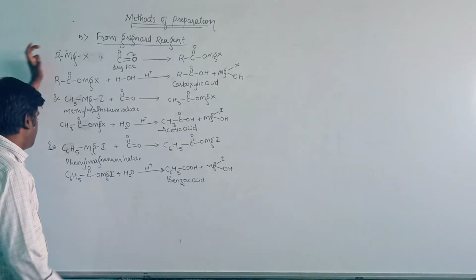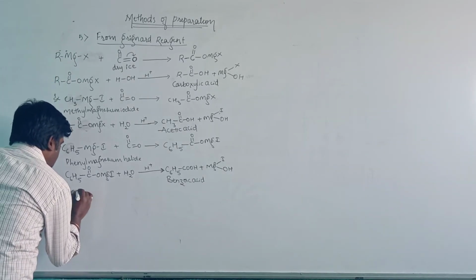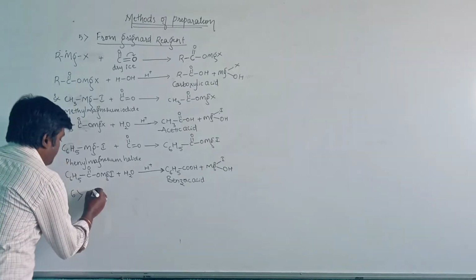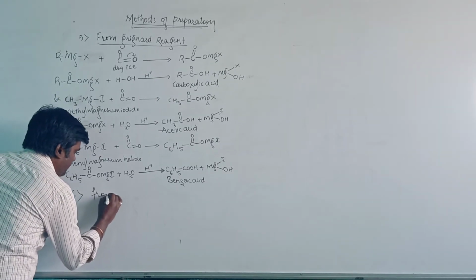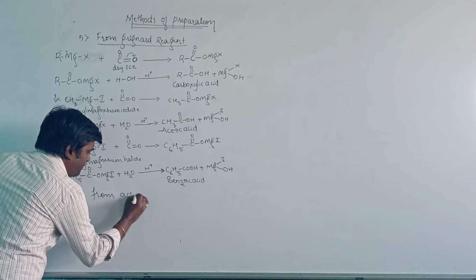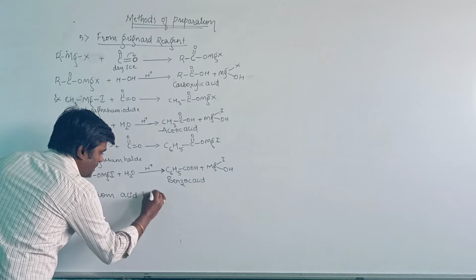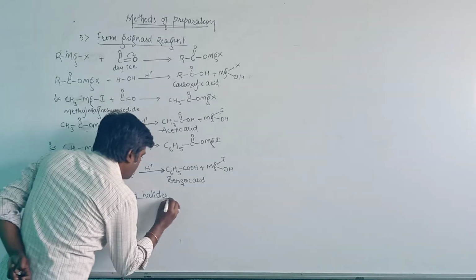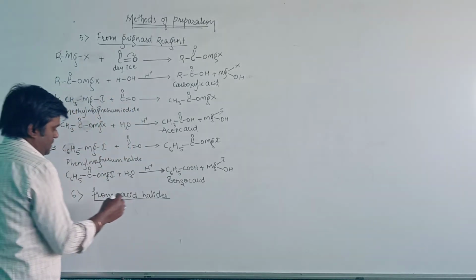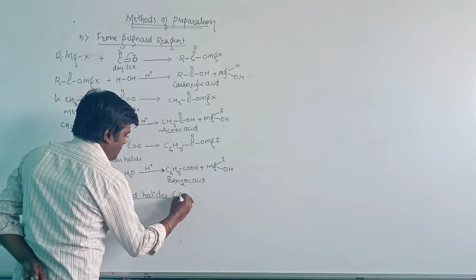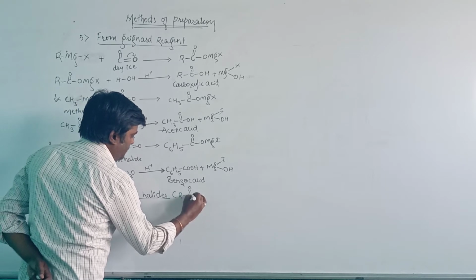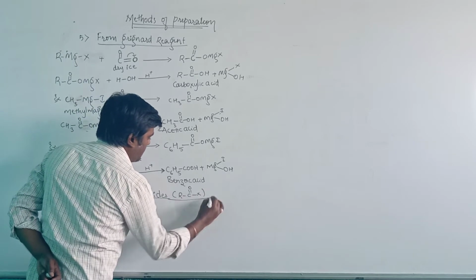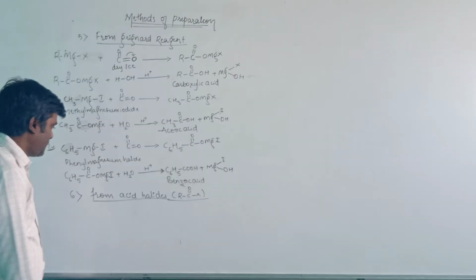Then let us see the sixth method, from acid halide. Acid halide, in the sense, we can represent this acid halide as RC double bond O X. It is known as an acid halide.